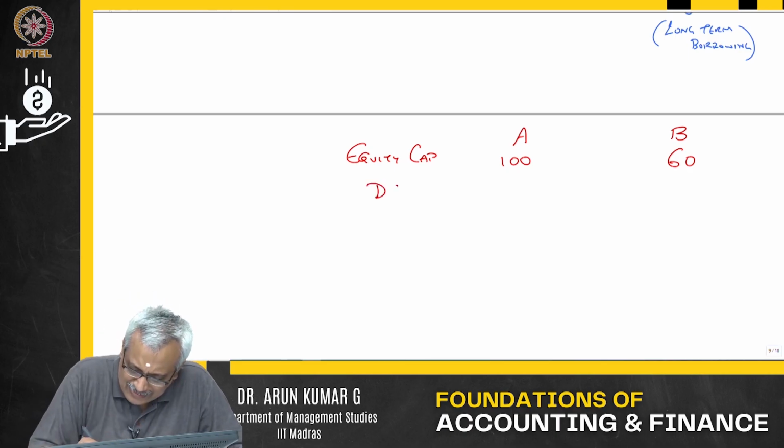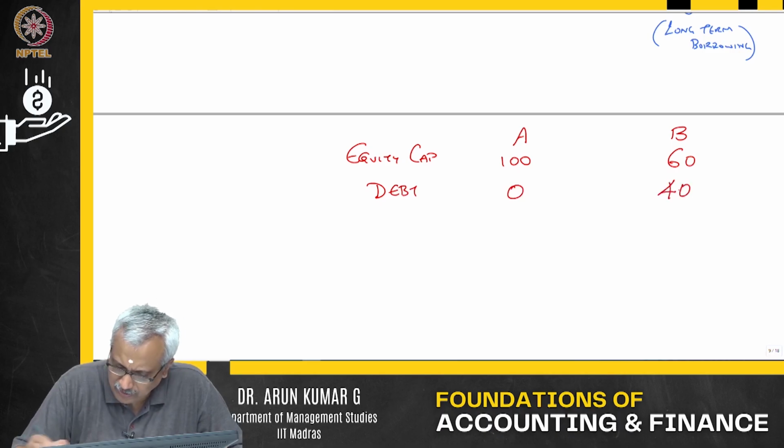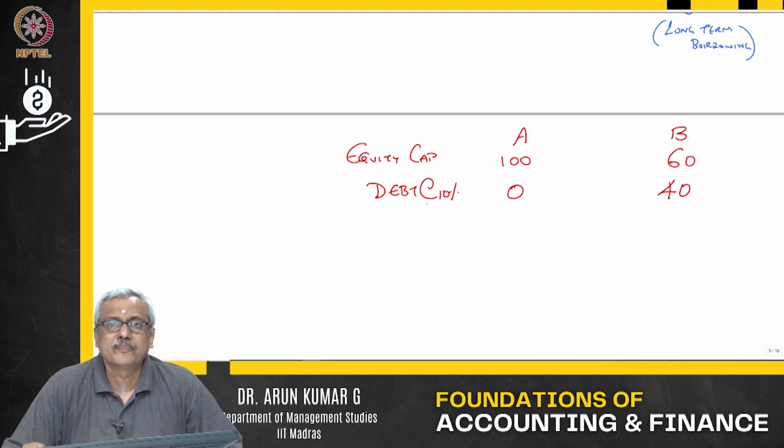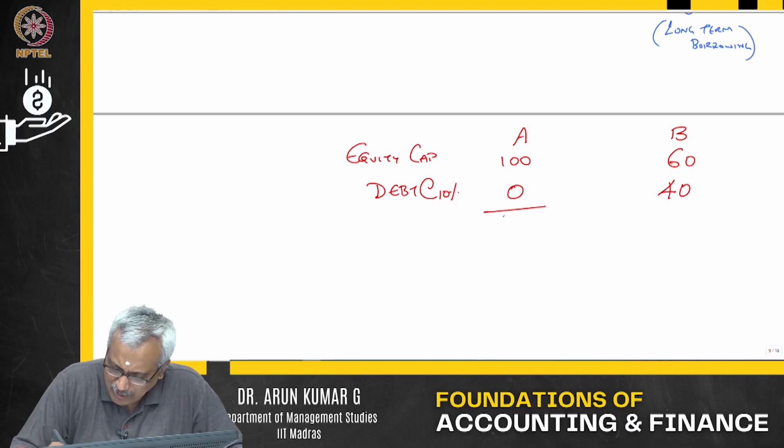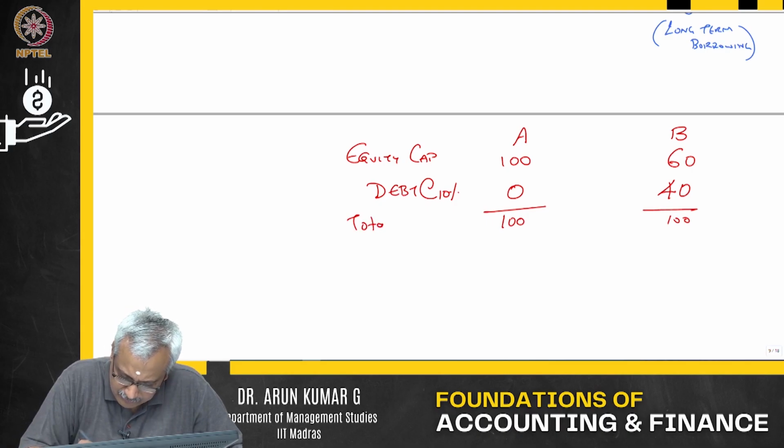Now, A has a debt capital of 0, B has a debt capital of 40, the debt interest rate is 10%, again for ease of multiplication. So, both have a total capital of $100 out there.